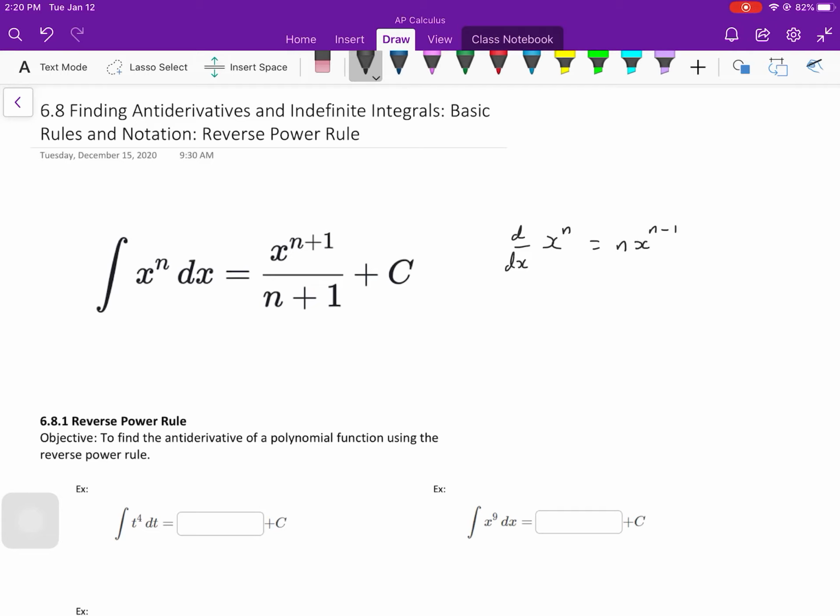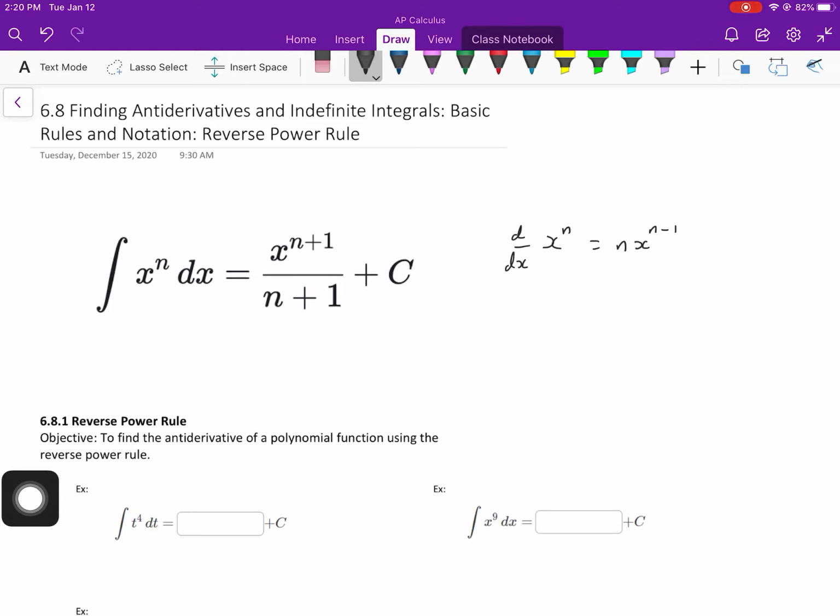This is the antiderivative now, so it's very, very similar. Instead of taking away 1 from the exponent, we're going to add to the exponent and then divide by whatever that exponent is to cancel out what we had done earlier by bringing down the exponent. So it's the reverse of the power rule, which is why it's called the reverse power rule.